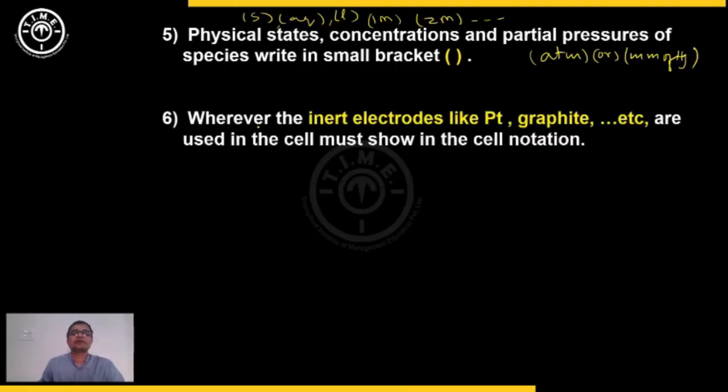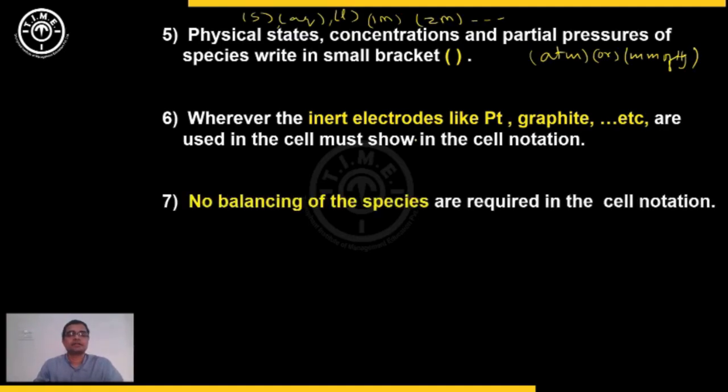Next, wherever inert electrodes like platinum and graphite are used in the cell, they must be shown in the cell notation. Generally, inert electrodes like platinum and graphite are used in gaseous electrodes, non-metal electrodes, and metal insoluble electrodes also. So those inert electrodes must be written in the cell notation. Next, while writing the cell notation, balancing of the species is not required. So these are the rules.